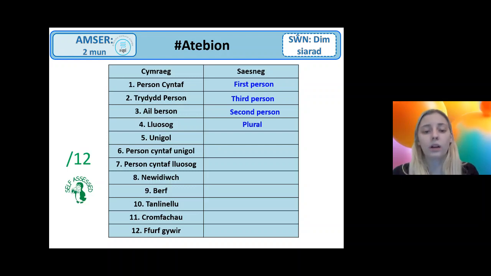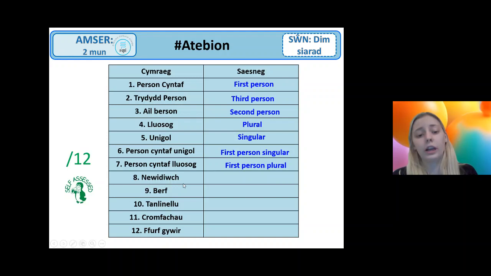Lluosog is plural. Unigol is singular. I always think unig blentyn ydw i. I am an only child, so only is just one. And then I always think of two L's of two people, so plural is more than one. And then if we join it all together, we have person cyntaf, first person, unigol, which is singular, so first person singular. Person cyntaf lluosog is first person plural.